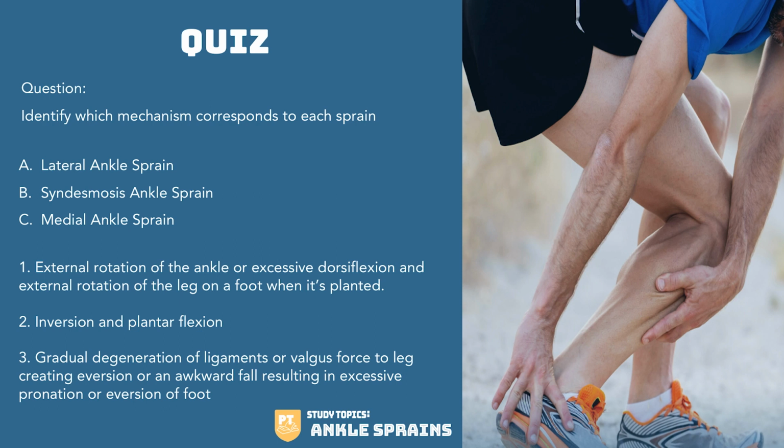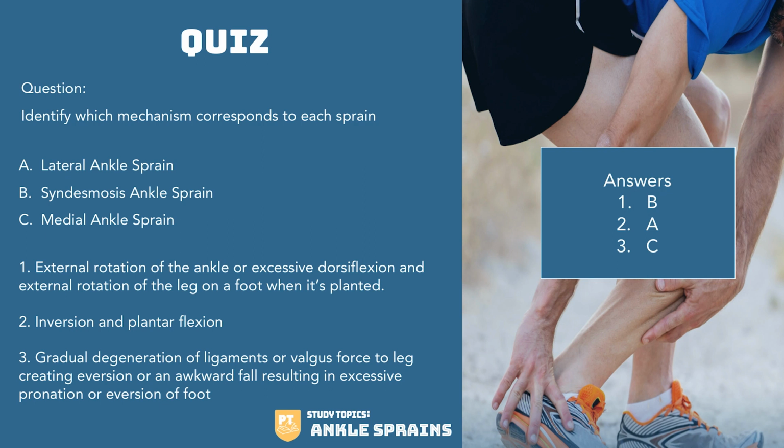All right, here are the answers. This one should be pretty easy. If we take a look at the lateral ankle sprain, that corresponds with two, inversion and plantar flexion. When we see a syndesmosis ankle sprain or a high ankle sprain, that's going to go with an external rotation of the ankle or excessive dorsiflexion and external rotation of the leg on a foot when it is planted.